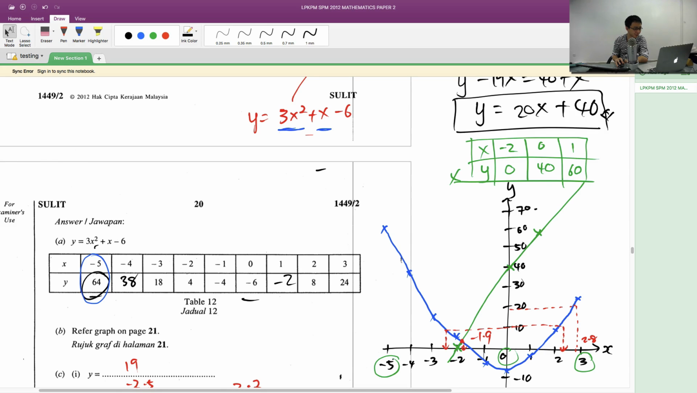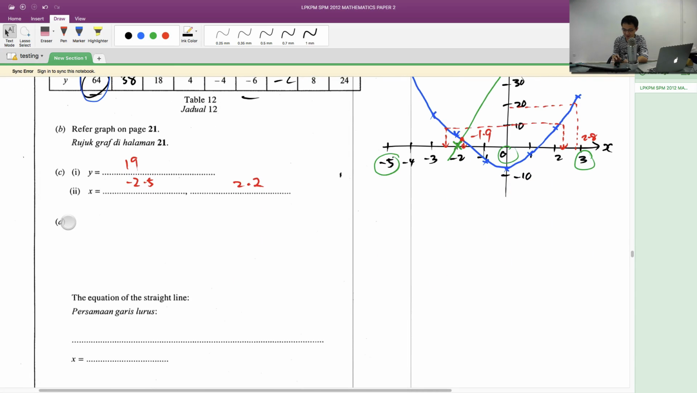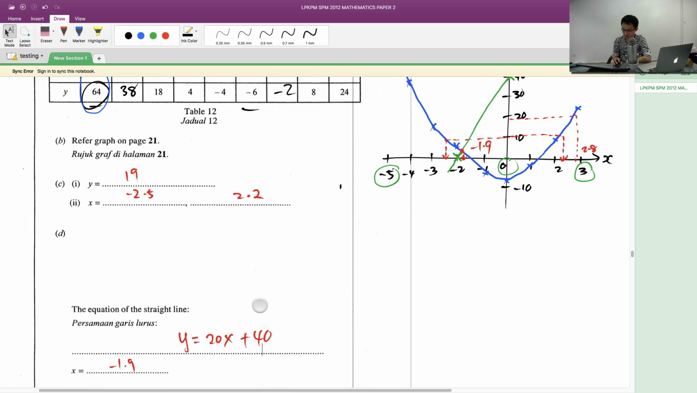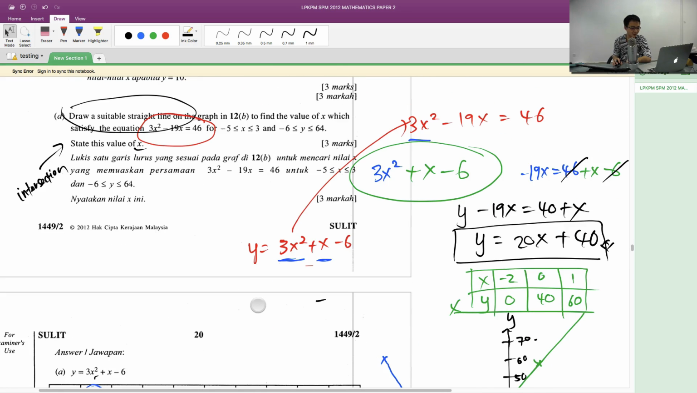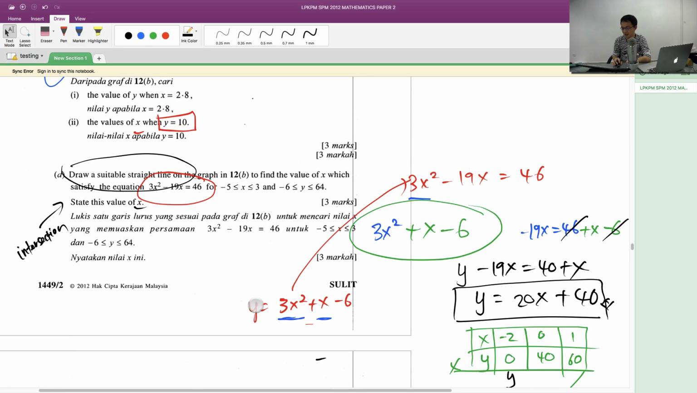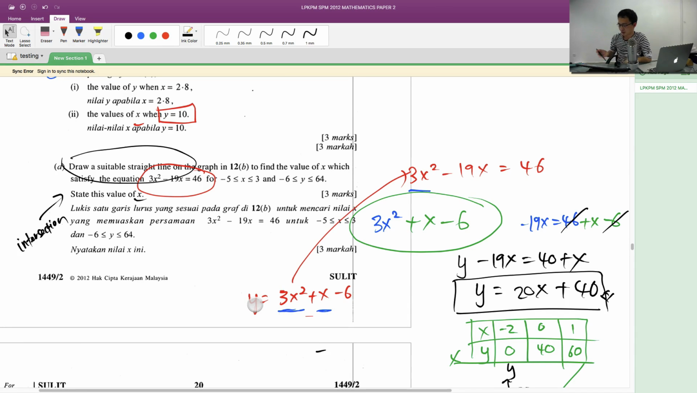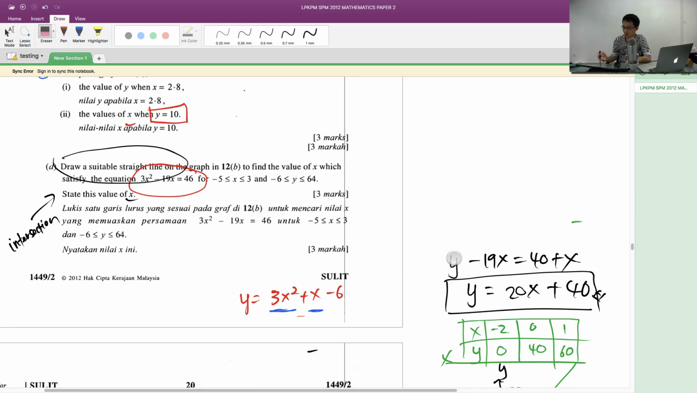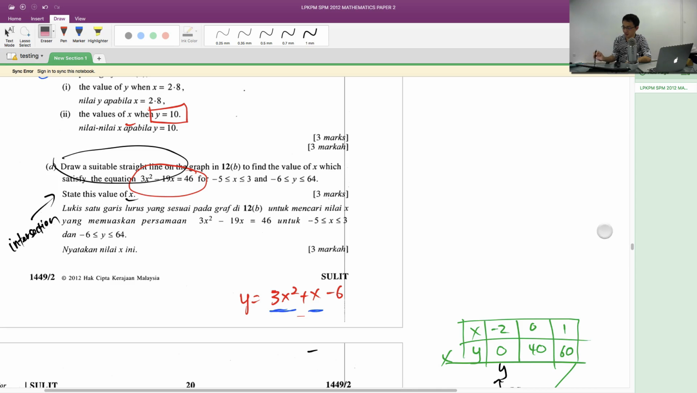So for this one, the x is just -1.9, and the equation is just y equals 20x plus 40, positive. Okay, some students are actually quite confused about my method. So if you do not like this method, you can use elimination. You always can. If you want to use elimination, yes, you can do that.